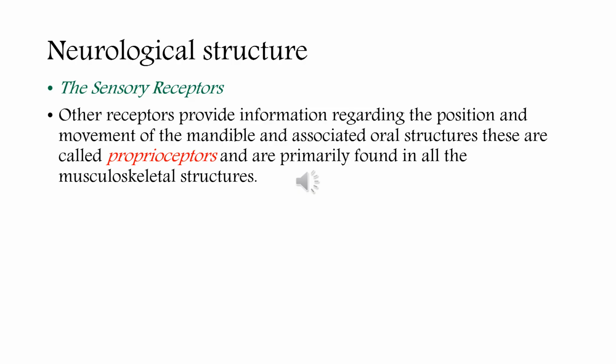Now what's important is to know the other type of receptors, which are called proprioceptors. These receptors are responsible for giving information about the position and movement of the mandible and associated oral structures to the brain, and they are primarily found in the musculoskeletal structures, so in the muscles. These receptors are found mainly in the muscles of mastication or the area around the mouth, and they tell the brain about the movements and the positions. These are very important to know because a lot of our work depends on having proprioception.